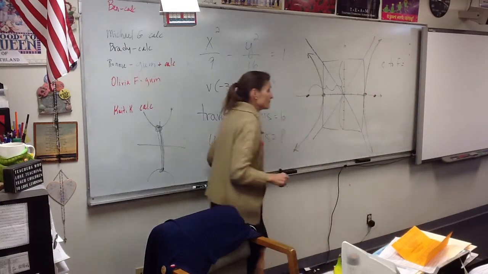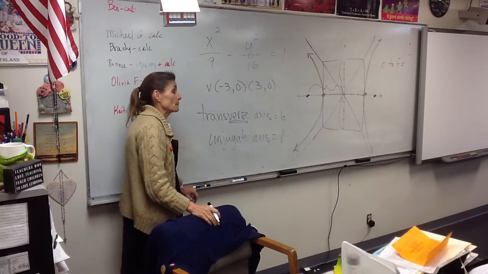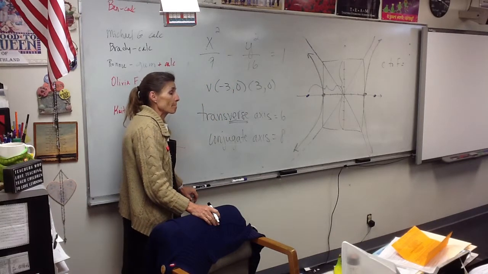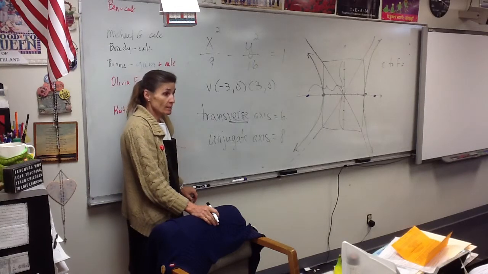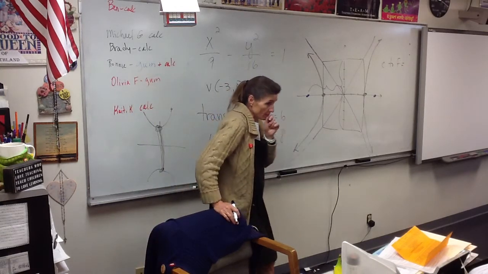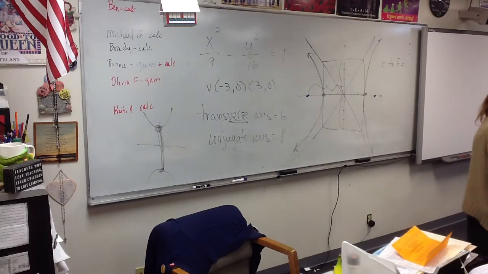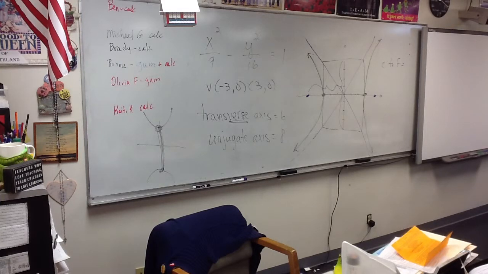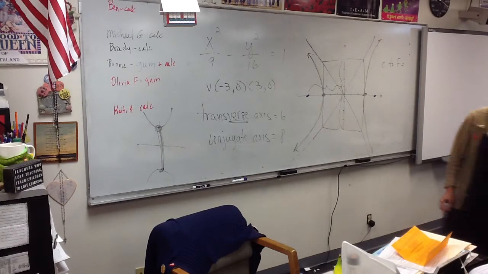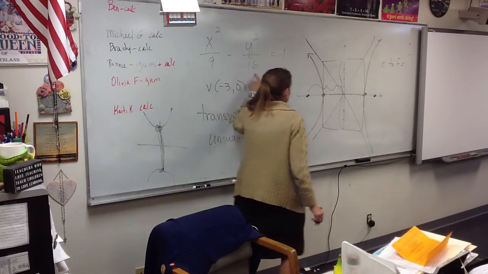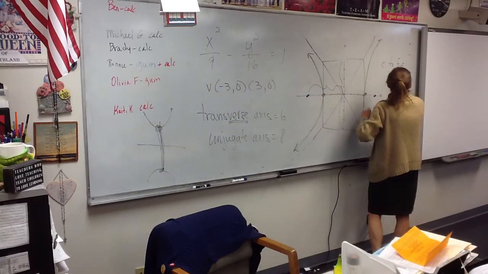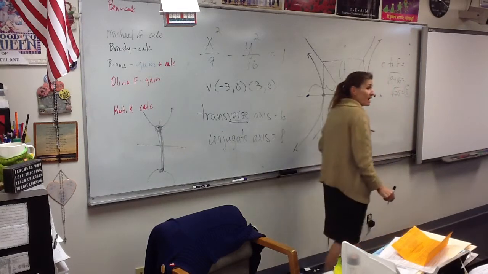Center to focus. All right, stop and think about the quiz you just took. How did you find the center to the focus in the ellipse? You subtracted the denominators and took the square root. In a hyperbola, you add the denominators and take the square root. So, I will add these 2 numbers. 9 plus 16 is 25, and the square root of 25 is 5.